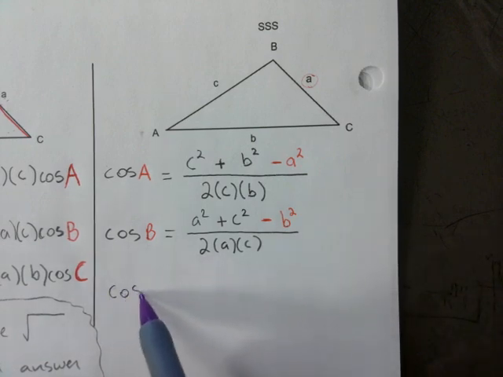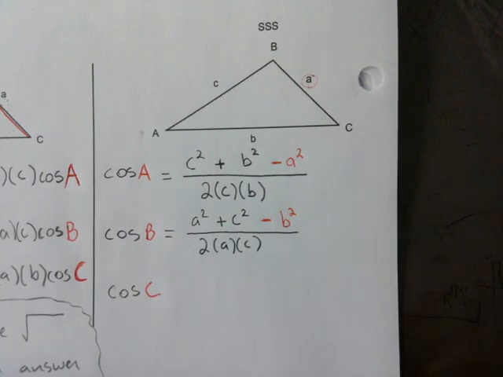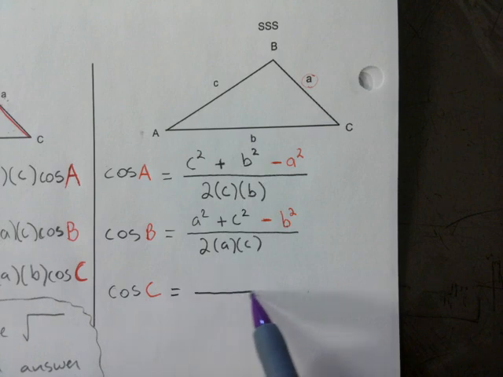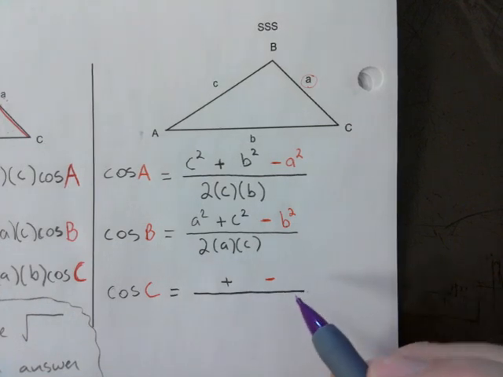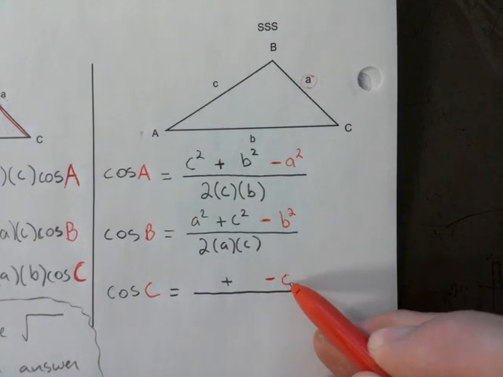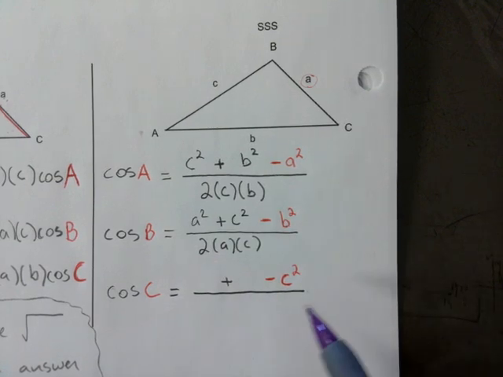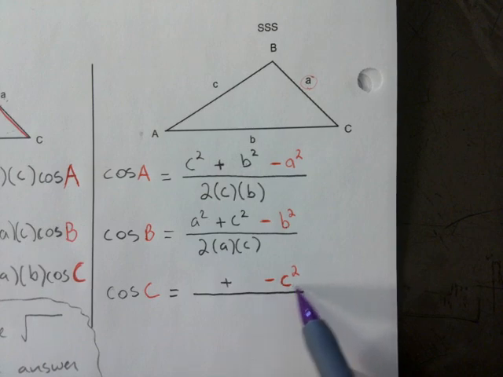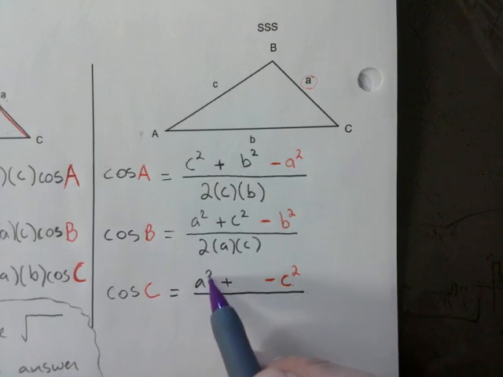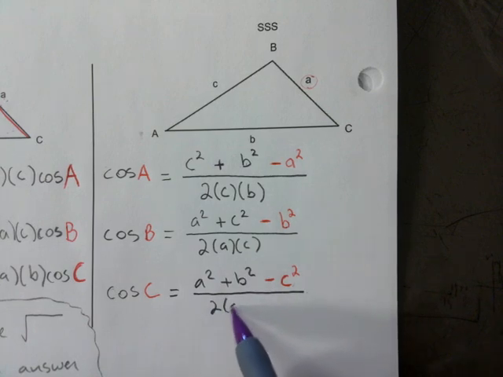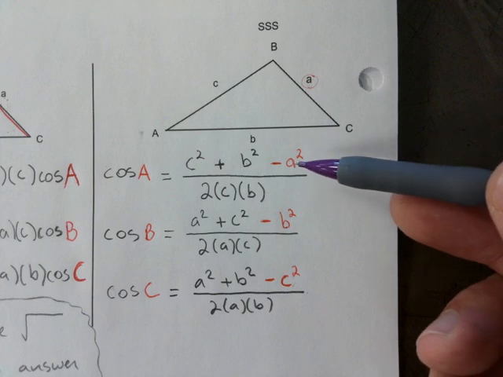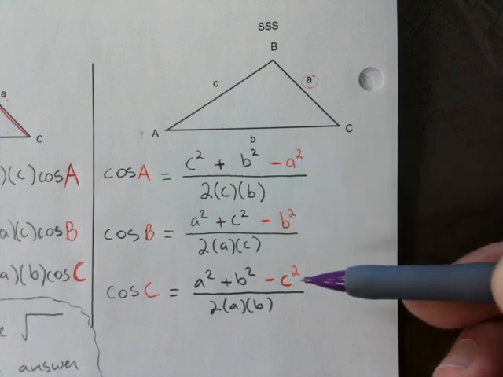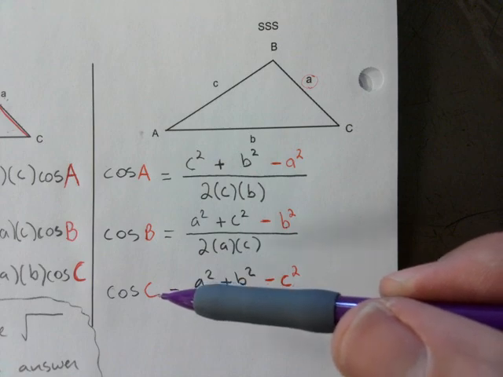Last but not least, cosine of C. Maybe you can do this already without me. I don't know. Plus, minus, I'm going to go C squared, because that's the angle that I'm trying to find, so I have to put the C here. And then it's A squared plus B squared, 2 times A times B. Page 15. This is so critical. If you don't put the right number here at the end, you're not actually going to find the angle you're trying to find. Okay, that's why it's critical.